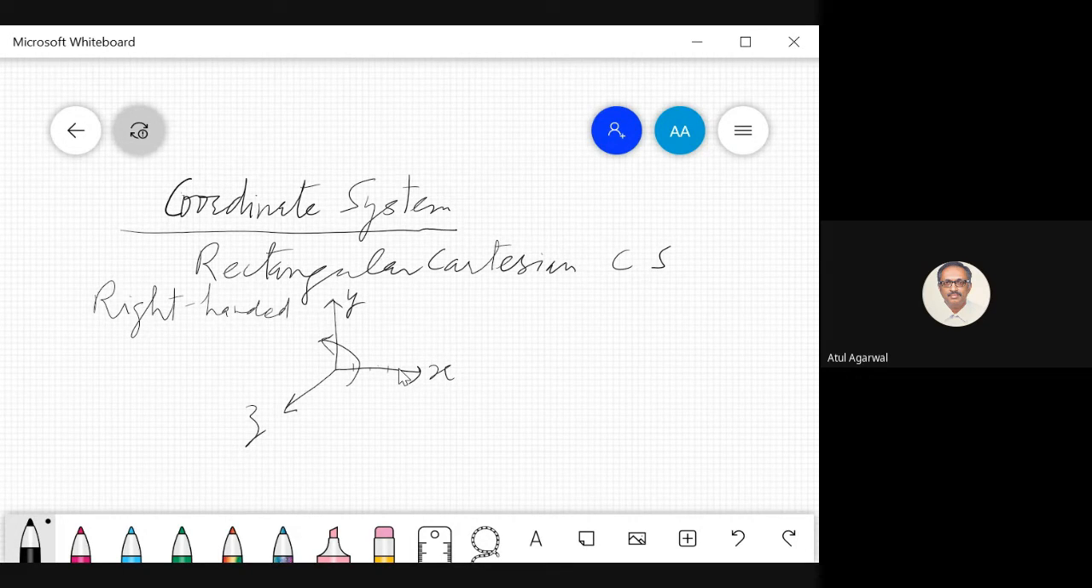But suppose your coordinate system was left-handed, then what would happen? Your z-axis will be pointing into the plane of the board, into the plane of this page. It is going into it. So that would be your positive sense of z-axis. So this is a left-handed system.